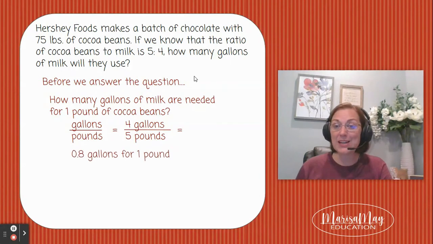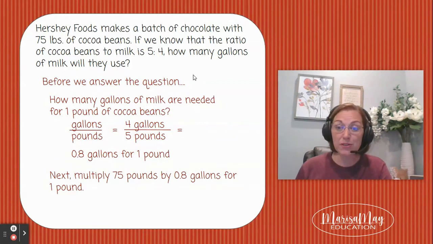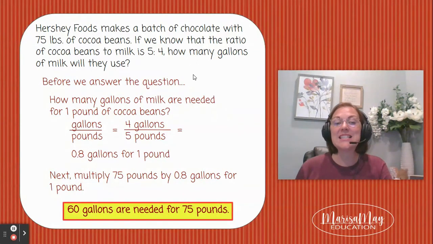Now, if we go ahead and do that division, 4 divided by 5, we can see that 0.8 gallons of milk is needed for 1 pound of cocoa beans. This is called unit analysis or unit pricing because now we know how much each pound of cocoa beans needs. We can take our 75 pounds of cocoa beans and multiply by the 0.8 gallons for each pound. We're going to get 60 gallons of milk are needed for 75 pounds.